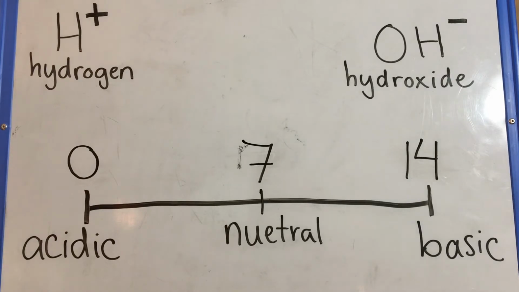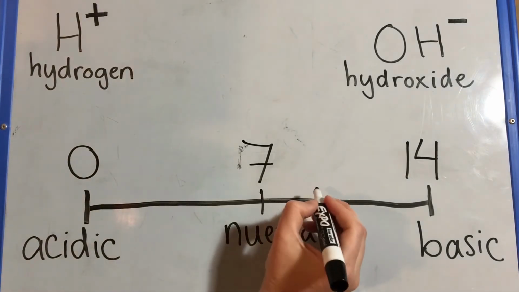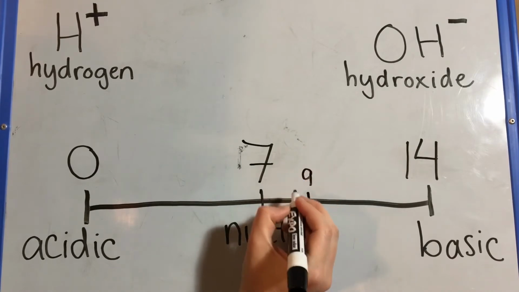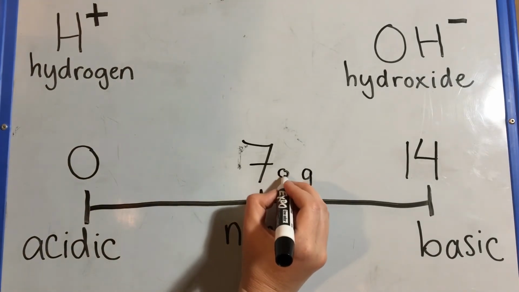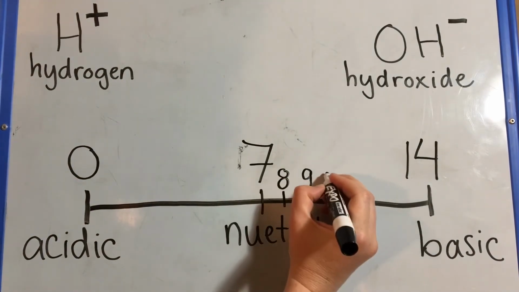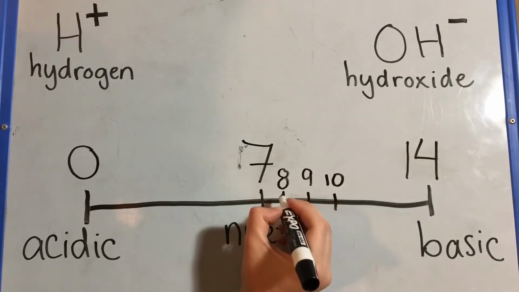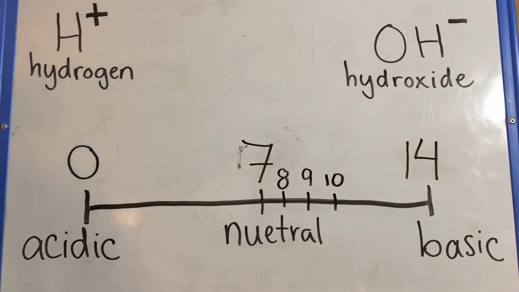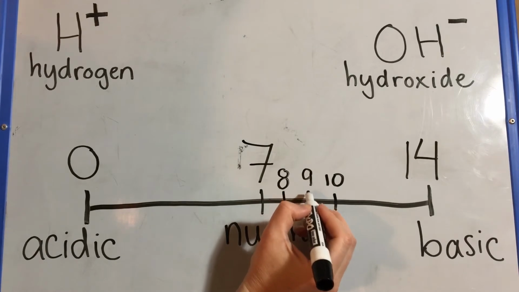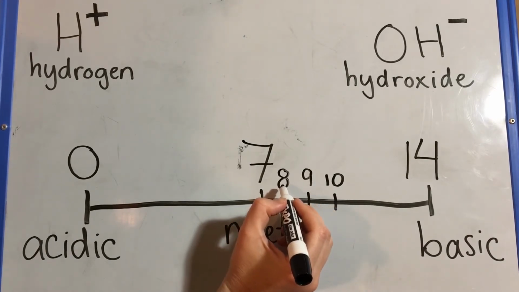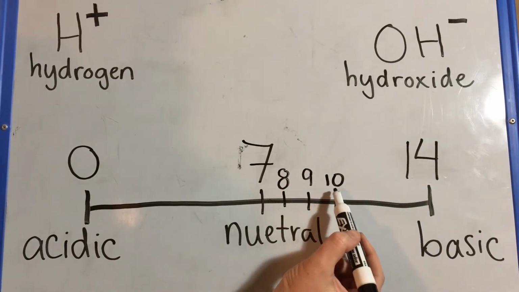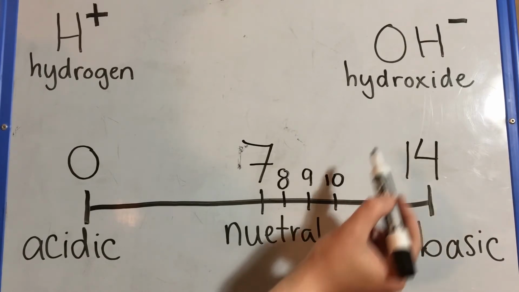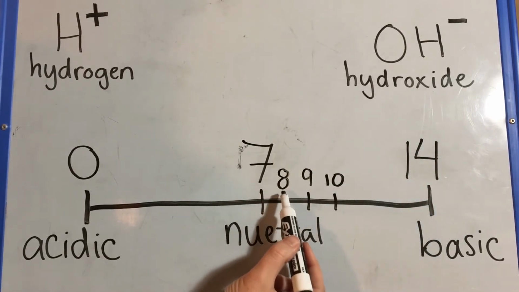This means that a liquid with the pH of 9 is 10 times more basic than a liquid with a pH of 8. And then a liquid with a pH of 10 is 100 times more basic than that liquid with the pH of 8. This means that the pH 9 liquid has 10 times the number of hydroxide ions that the pH 8 liquid does, and the pH 10 liquid has 100 times more hydroxide ions than the pH 8 liquid.